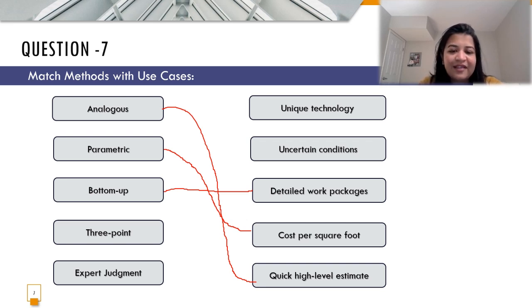3-point is where there are uncertain conditions in your project. And then expert judgment comes in when you are using a unique kind of technology and you require certain experts to help you out. So that's where expert judgment has to be mapped with unique technology.